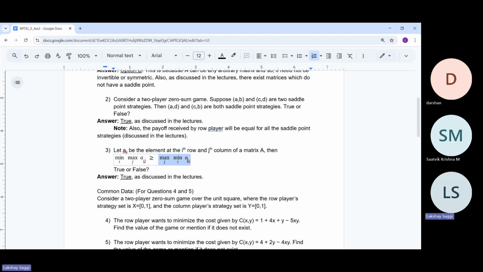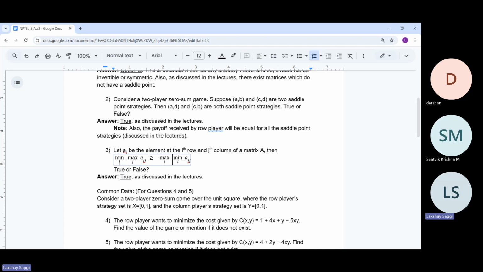Whereas the right side says that you fix any column. So first you take any column, and then in that column, take the minimum value of the entries in that column. For every column, you will obtain one minimum value. And so out of all these minimum values for all these possible columns, just take the maximum.